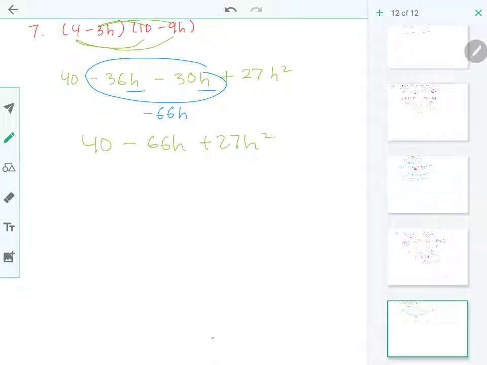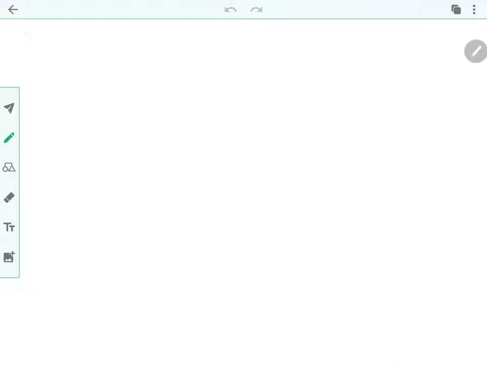Okay, let's go to number 8. I'm going to do another example at number 8. So let me do number 8C. So I have 3x plus 2 multiplied by x minus 9 plus 2x multiplied by 4x plus 1.